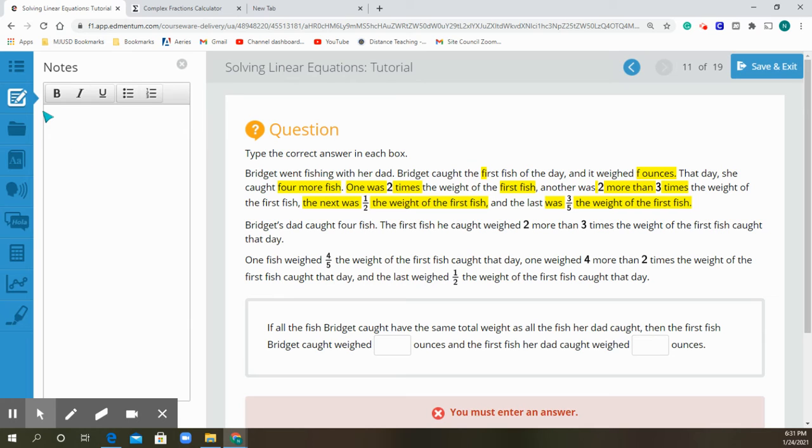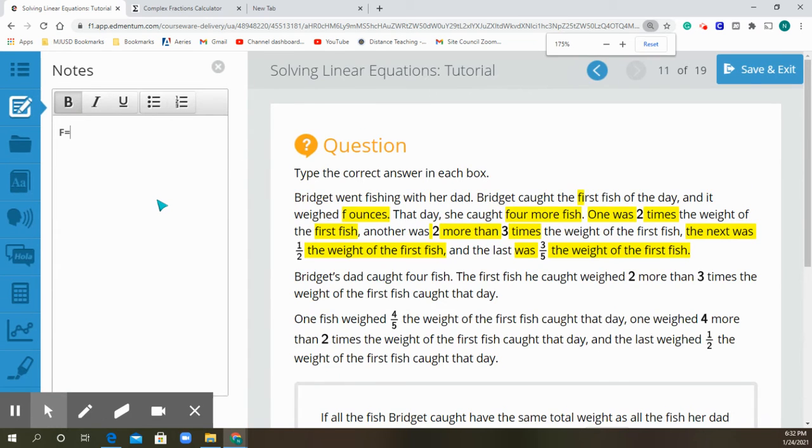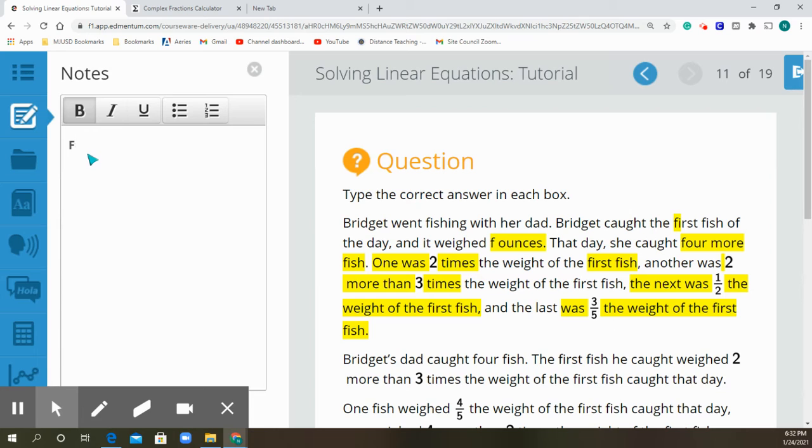It's not letting me type in the text box. Okay. F is for the first fish. She caught 4 more fish. The first one that she caught, the second one was 2 times the weight of the first fish. So plus, and I know this is probably super small. Let me try to do that. So F plus, what is it? 2 times the weight of the first fish.